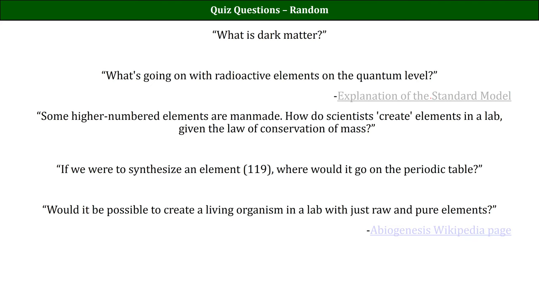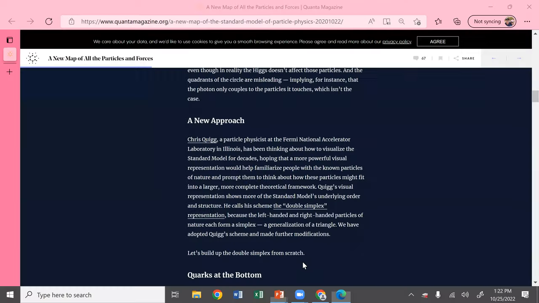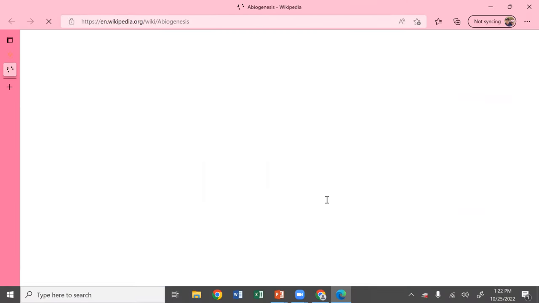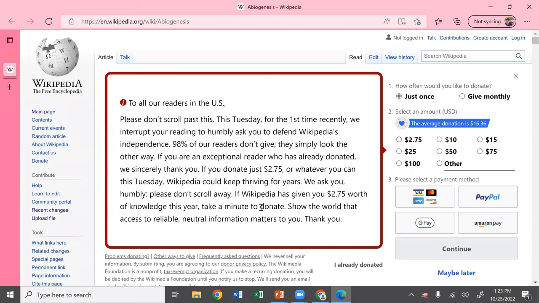And so it's really a study of the early Earth and how different molecules may have interacted in those conditions to create life. And I just linked the Wikipedia page because it is really, really interesting to read about.